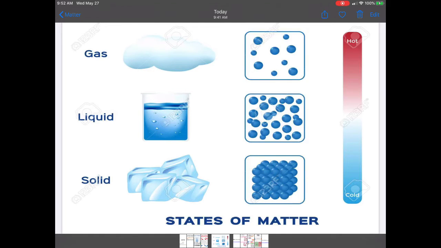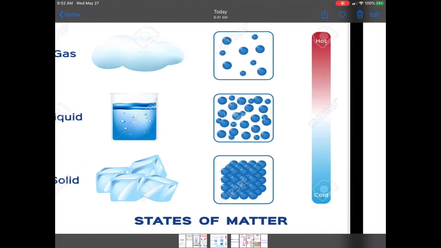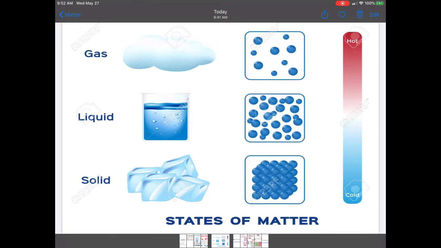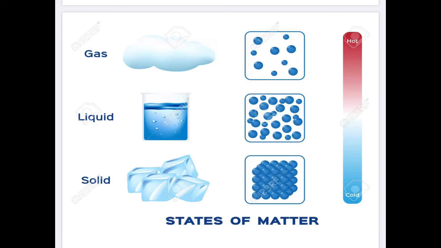So as you see, we have our cloud, which is our gas example. The particles are moving more freely and it's hotter because they have more space to spread out. Whereas in our liquid, there's a little bit less space and it's kind of a medium temperature. And then our solid, which is our ice, there's no space to move around and it's cold. So think ice, cold, absence of heat, you're removing that thermal energy.